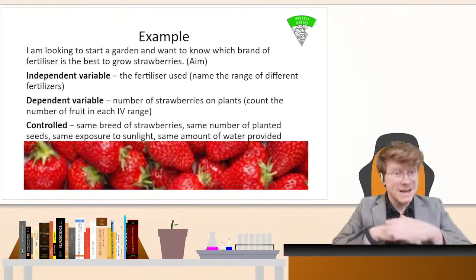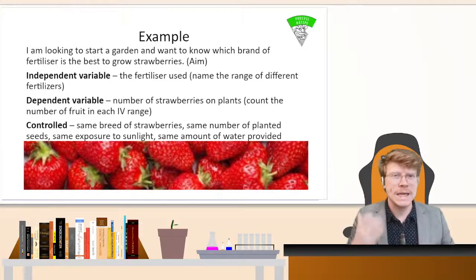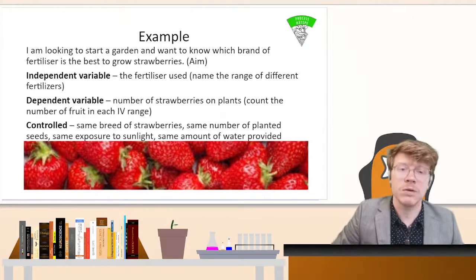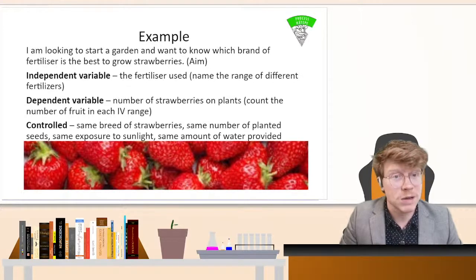You also want to keep everything else constant. So this is where you start to get creative. What things do I need to keep the same? And that could be things like the amount of sunlight they're exposed to, the humidity of the air, the place that you're putting them, the amount of water you're giving them each day.